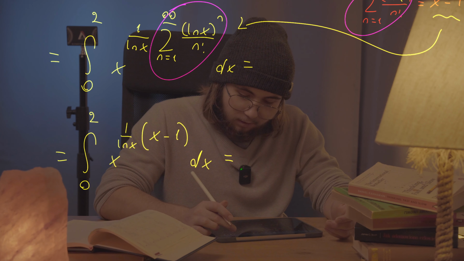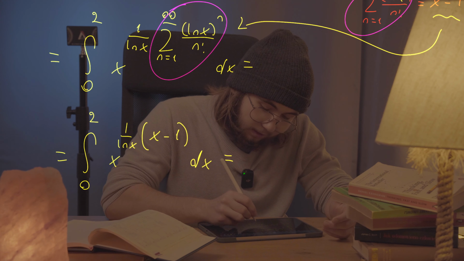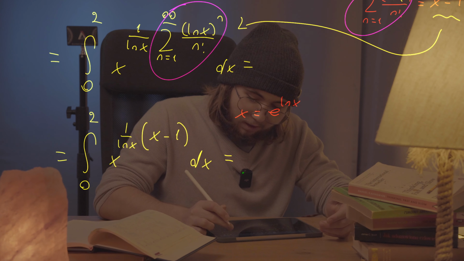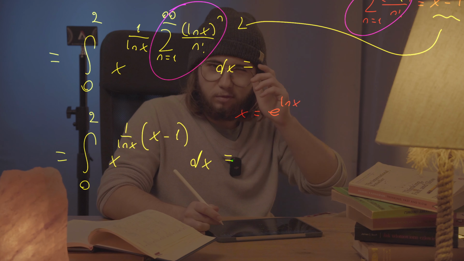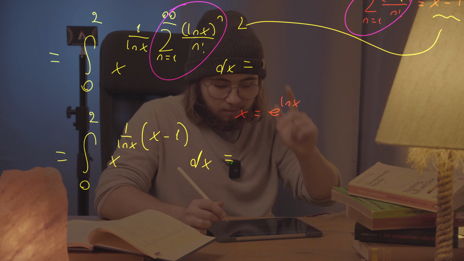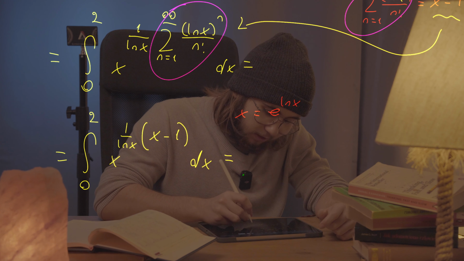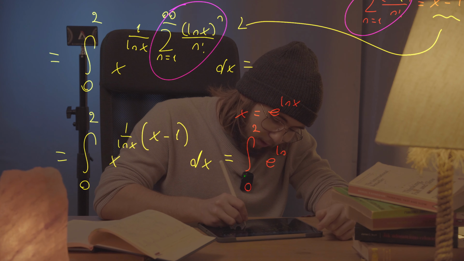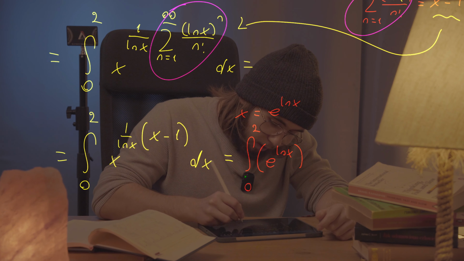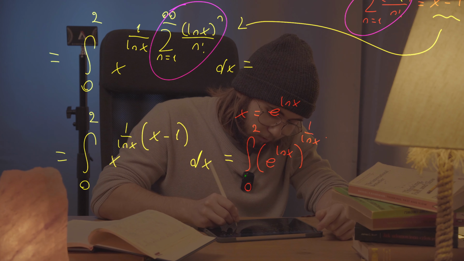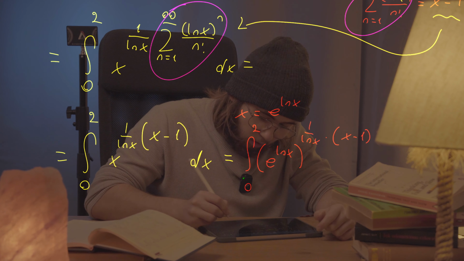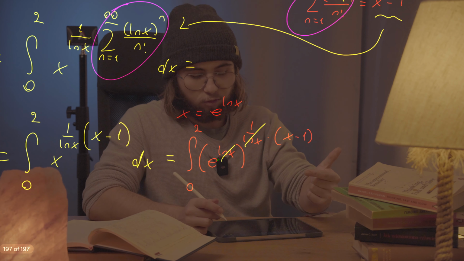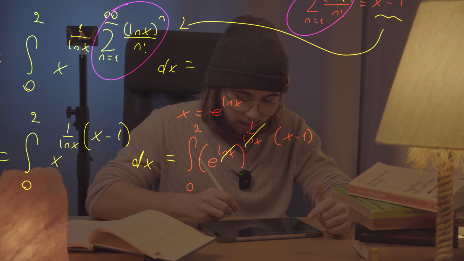Well, just recall that there is no problem for us to say that x is equal to e to the power of natural log of x. And why would I want to plug in x equal to e to the natural log of x into the integral? It will simplify things quite nicely, because it will give us the integral from 0 to 2 of e to the power of natural log of x to the power of 1 over the natural log of x multiplied by x minus 1. So those two things, the reciprocal of the natural log and the natural log itself, are going to cancel each other out.